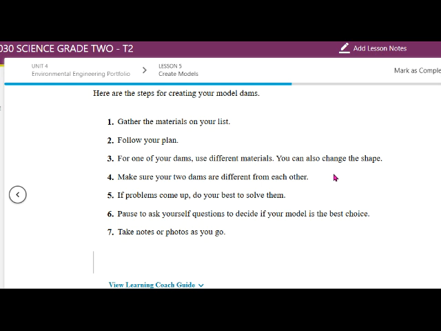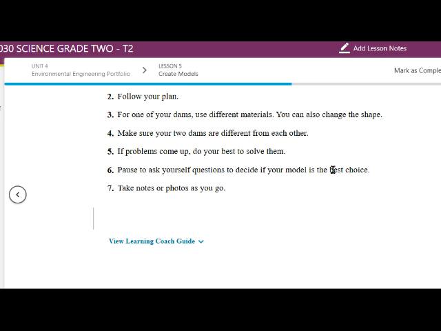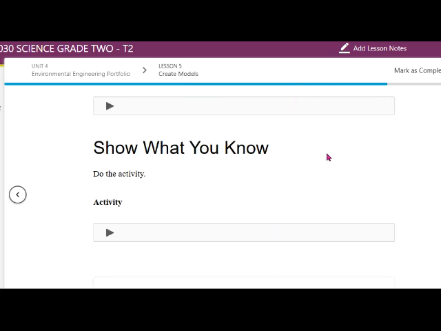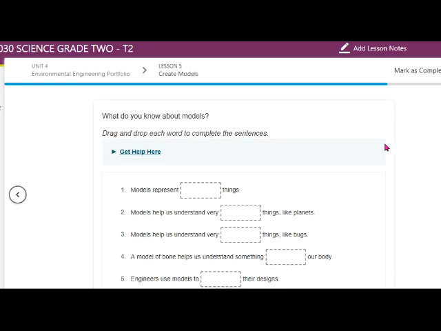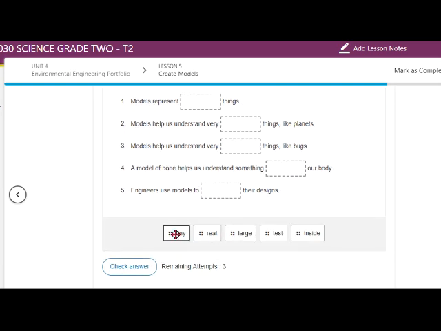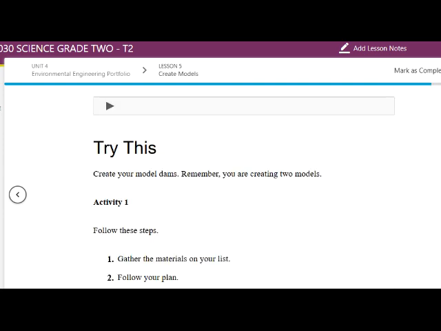Pause to ask yourself questions to decide if your model is the best choice, and take notes or photos as you go. Here's another practice activity. It says, what do you know about models? You're going to drag these words and fit them into each sentence, and then you can check your answers to see if you got them right.